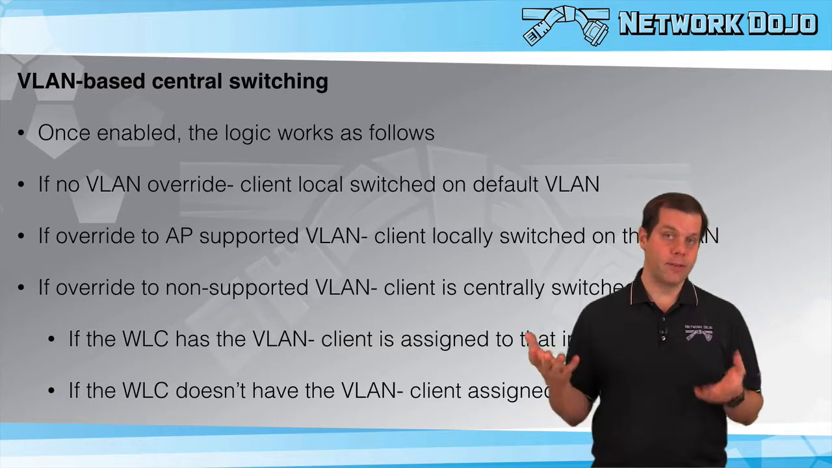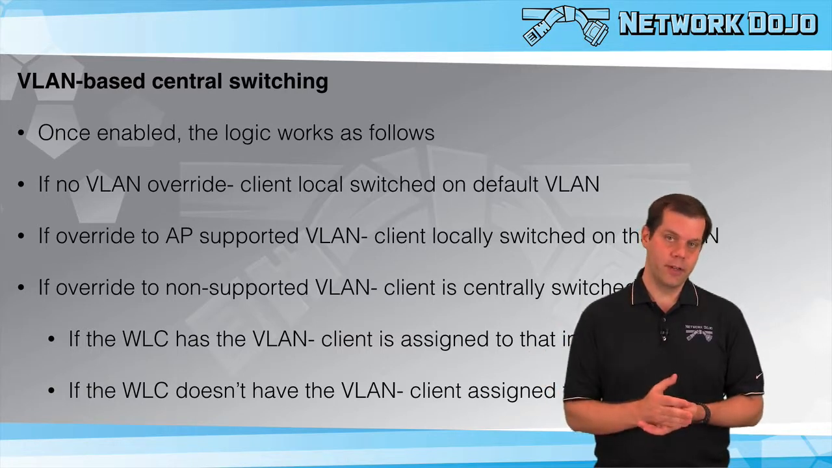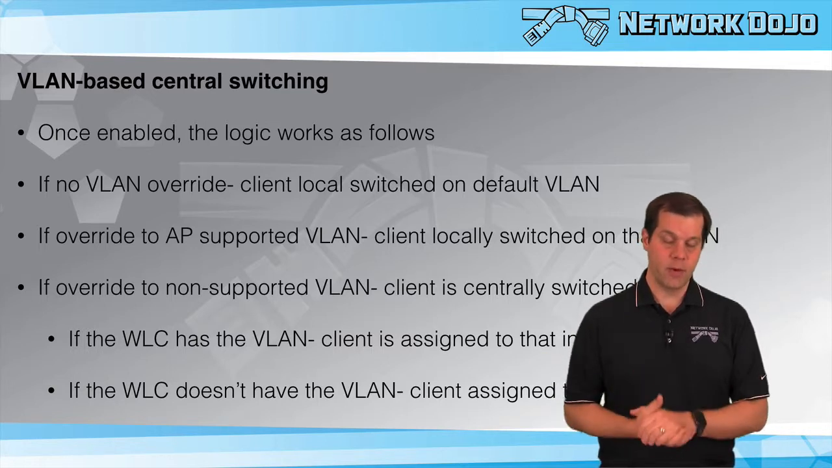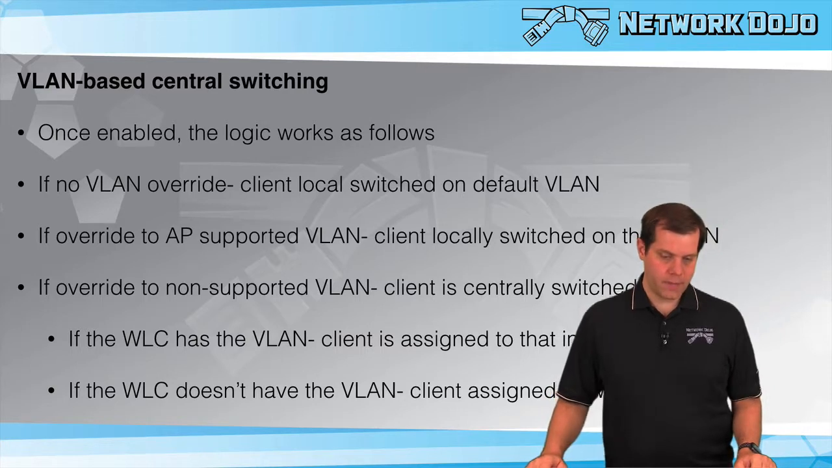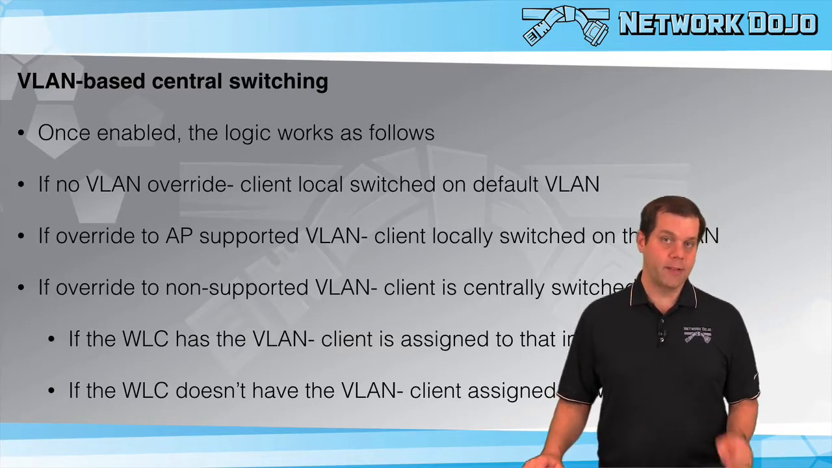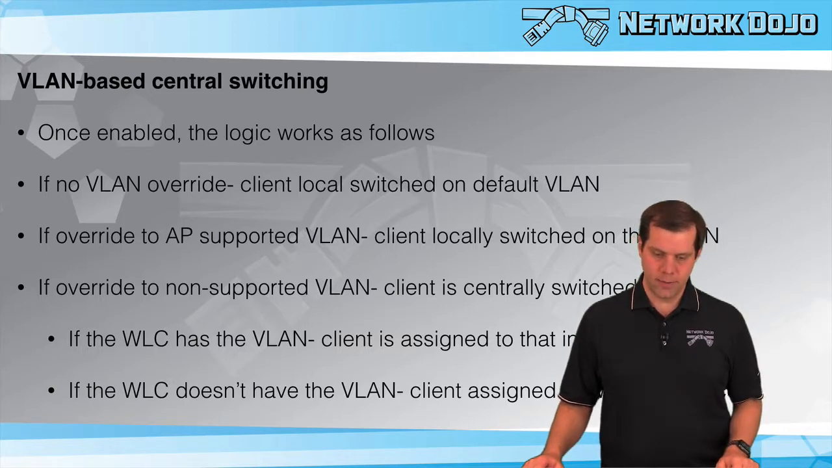Up until now, it's an all or nothing. Either everything's centrally switched on the WLAN, or everything's locally switched on the WLAN, at least assuming that we have a FlexConnect AP in play. Now we can have a WLAN on a FlexConnect AP where some clients are centrally switched and some clients are locally switched, based off of the VLAN that you assign those clients onto.